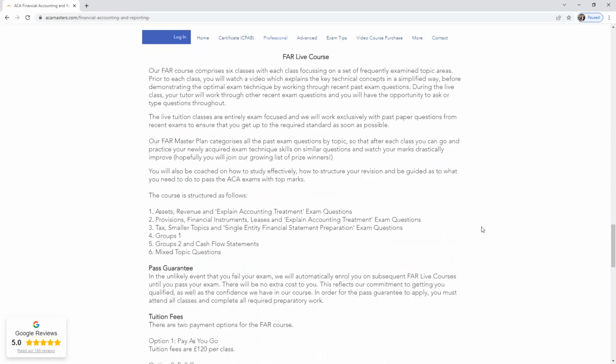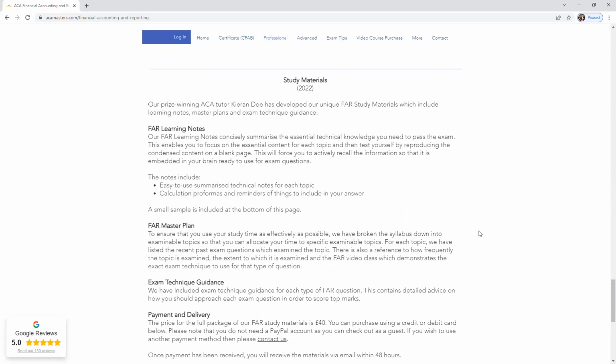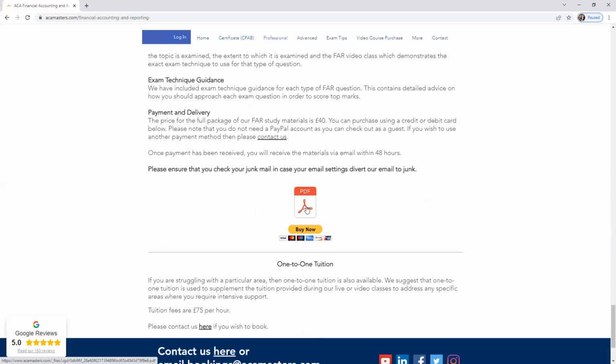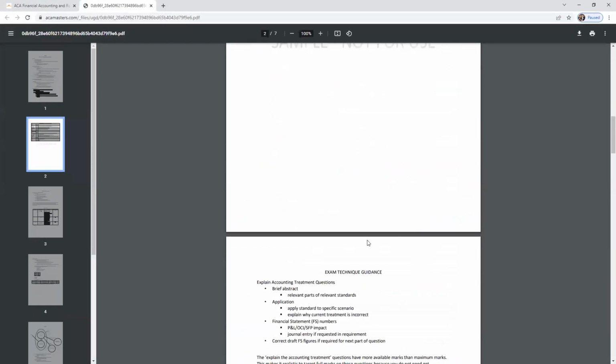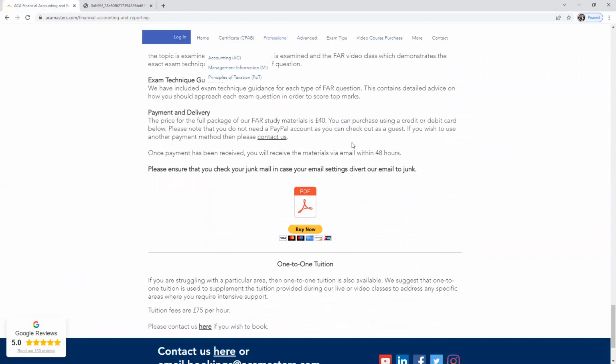We also have our live course available. So that's held in the run up to each exam. And then the study materials I've been demonstrating today. So you can get these here. So that's what we've been using today. So that includes the technical notes and the master plan as well. So all of that is available on our website.